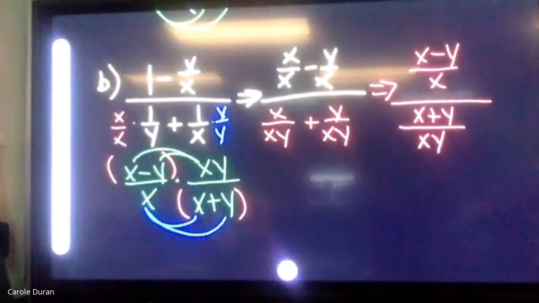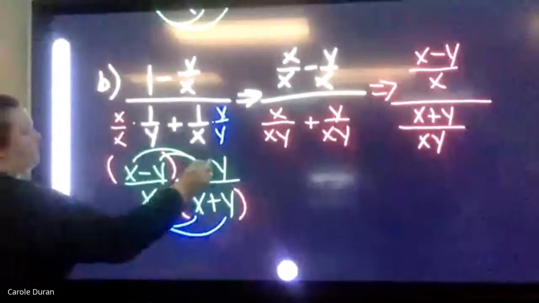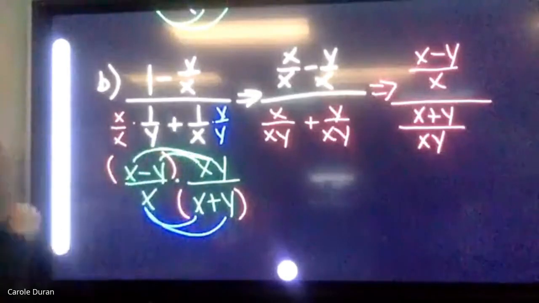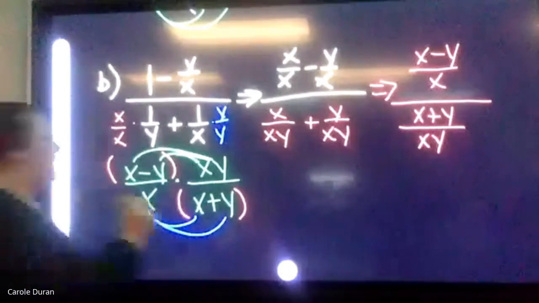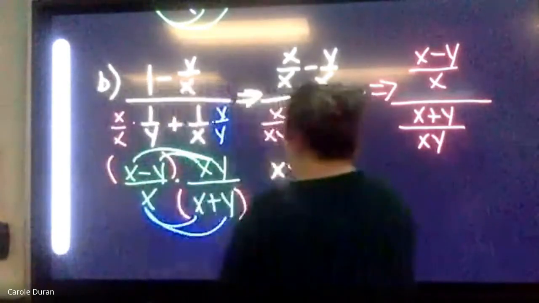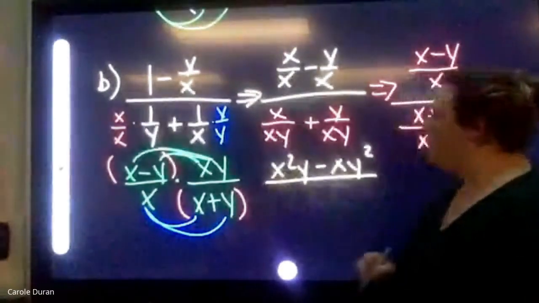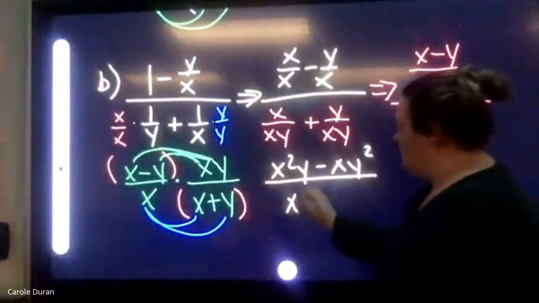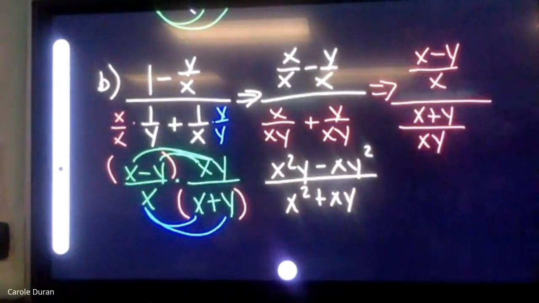Yes, ma'am. Yeah, xy, the whole thing is going to multiply into both. Yes, you can get x squared y minus xy squared over x squared plus xy. Right?